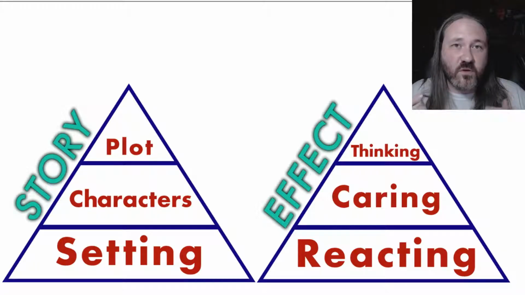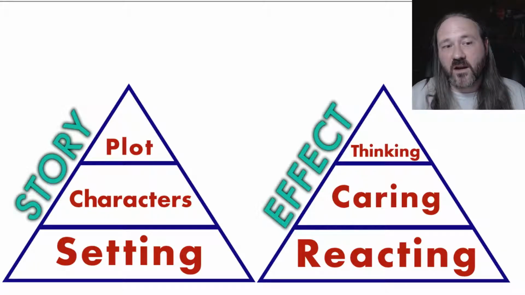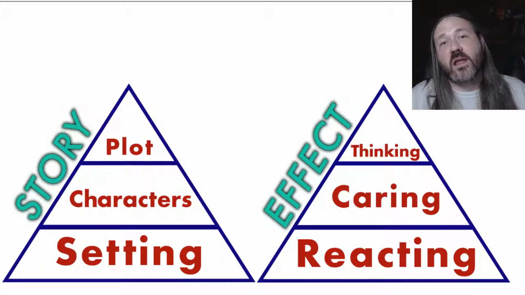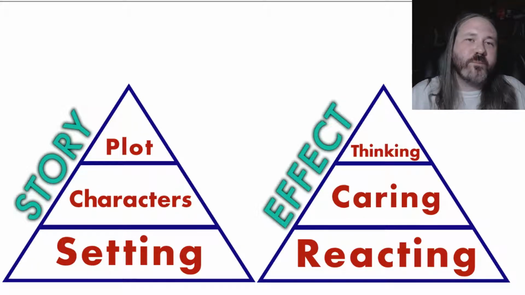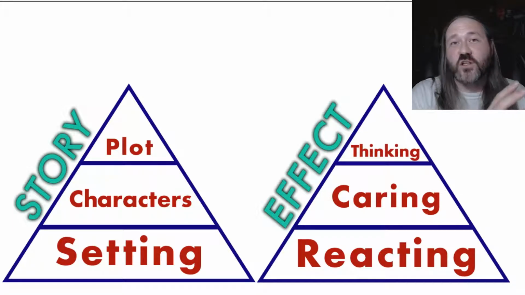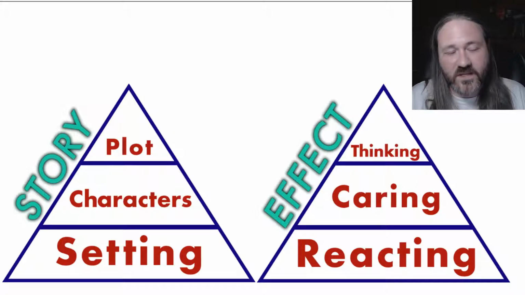The plot creates most of the reactions, the characters create most of the caring, and the setting tends to be a lot of the thought. And different genres have different focuses on each of these levels, but if you ignore any of the levels, you're probably missing out on making your story as good as it could be for your audience. And indeed, I think the best books, the best stories that have really stood the test of time and become classics are those that affect all of these levels in a really profound way. And that is usually the result of a very effective story pyramid as well.